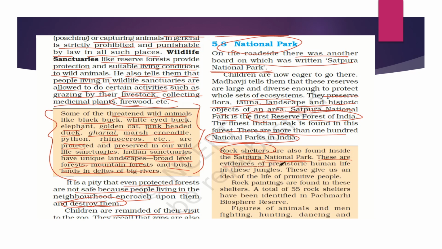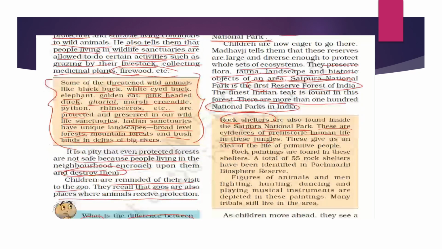These are the evidences of prehistoric human life in these jungles, and these give us an idea of the life of primitive people. Now, rock paintings are also found in these shelters. A total of 55 rock shelters have been identified in the Pachmarhi Biosphere Reserve. So, total 100 national parks are there in India. In this Satpura National Park, there are rock shelters.